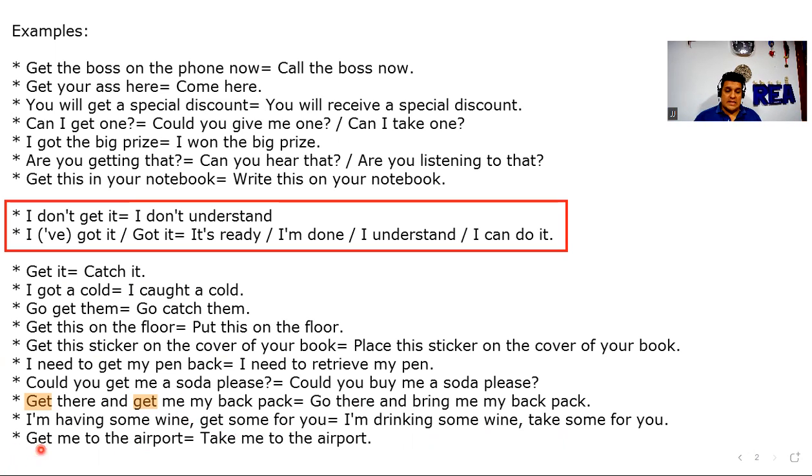Okay, and the last one is, imagine you are getting out of the hotel and you need to catch a plane. So you say to the taxi driver, get me to the airport, take me to the airport.